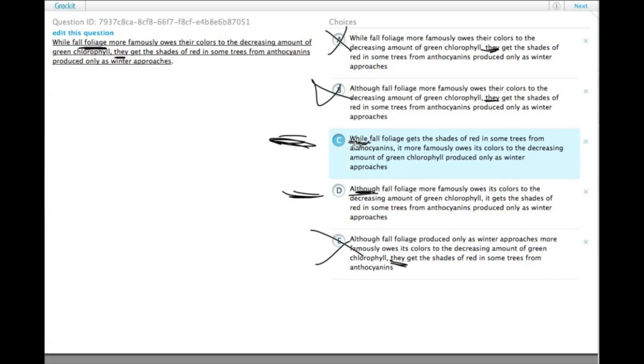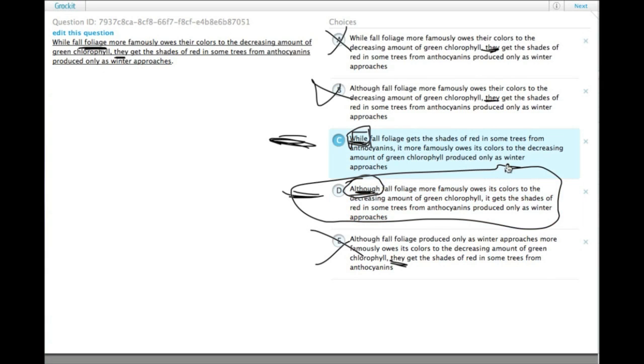So in terms of which one makes more sense, the greater contrast of although, because while can also just mean at the same time as. So greater contrast in although, and then the main sentence is the one that's more like new information. So we can select D and eliminate C.